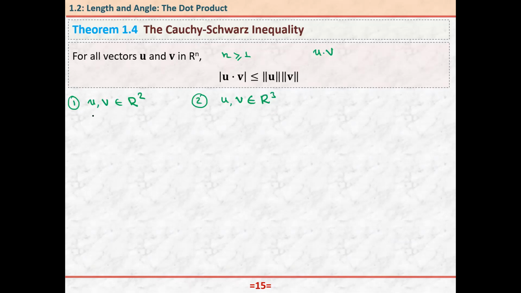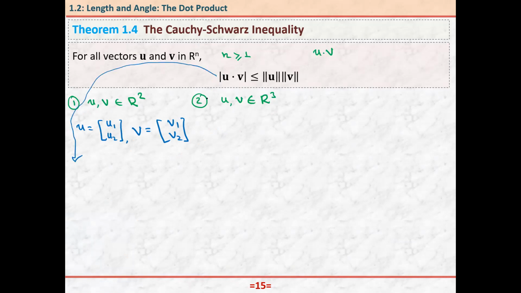For example, if you consider the first case, let's say u and v are from two-dimensional space. What do we have here? That means u has two components, u1 and u2, and v also has two components, v1 and v2. And for this inequality, I will write something equivalent.